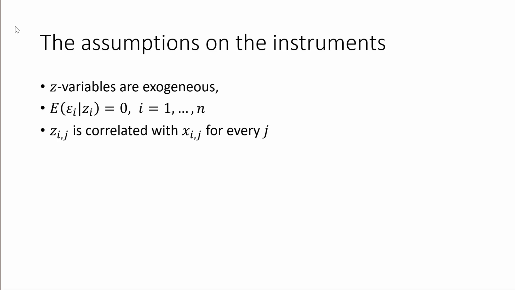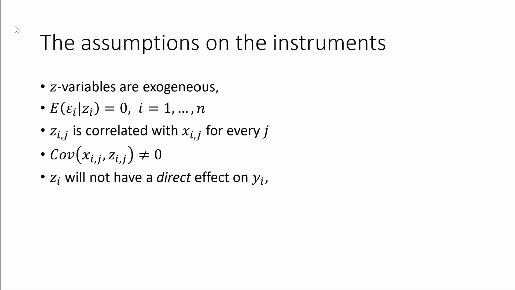That is, the covariance between the z variable and the corresponding x variable cannot be 0. And the z variable cannot have a direct effect on yi. The exception, obviously, is when an x variable is exogenous and it functions as an instrument for itself. Then we allow it, but if the z variable is different from the x variable, then it should not be included in the original regression model. So we can view that simply as the conditional expectation of the y variable, if I know all the z variables and the x variables, will not depend on the instruments at all.